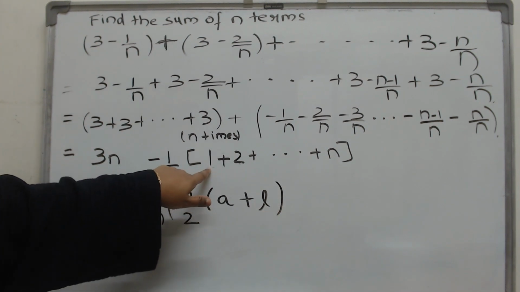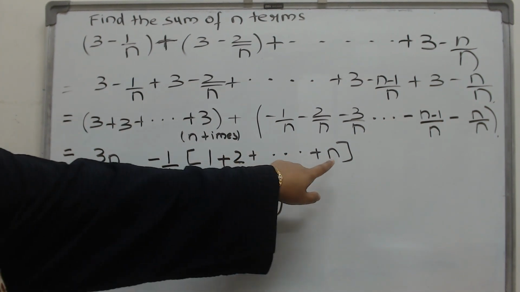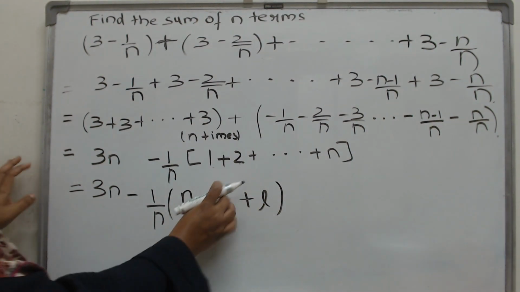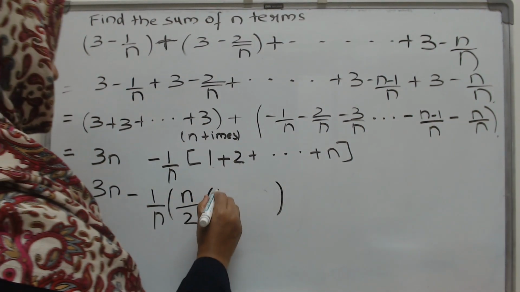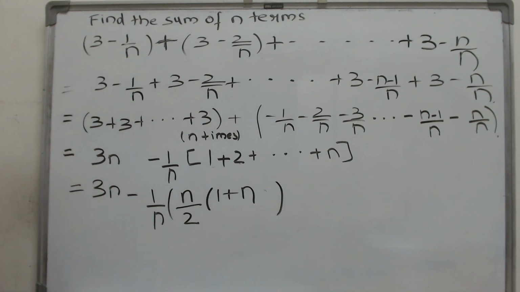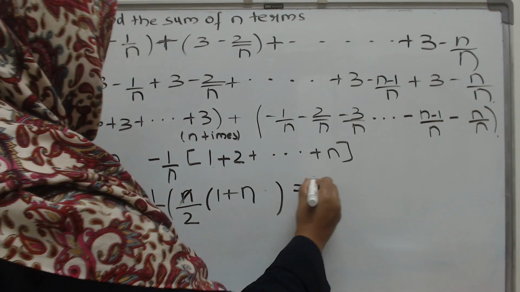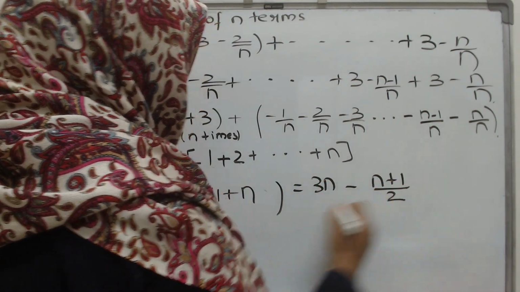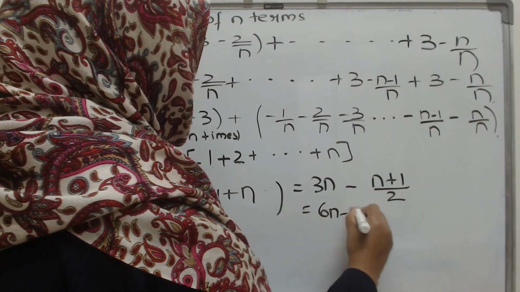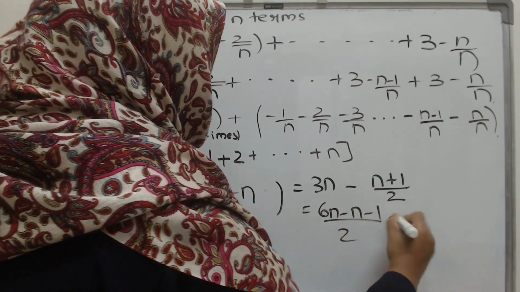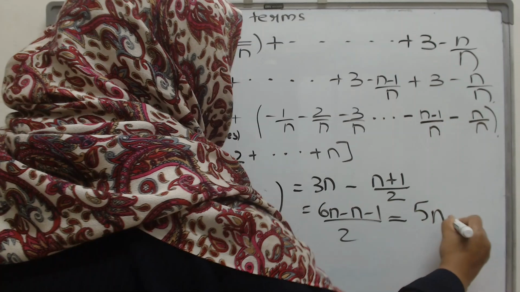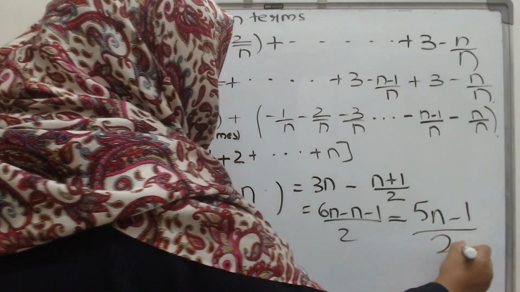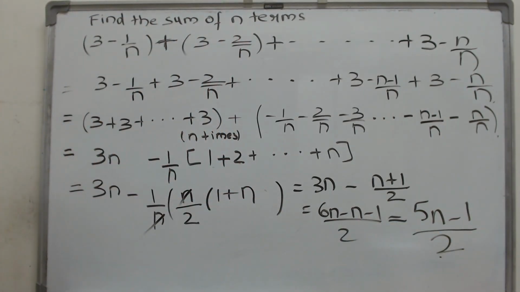Here what is the first term? It is 1. What is the last term? It is n. Just substitute these values and what will you get? You will get 1 plus n here, and the n here gets cancelled. So you get what? 3n minus n plus 1 by 2, which means what? 6n minus n by 2, which is 5n minus 1 by 2. That is the answer that we are looking for.